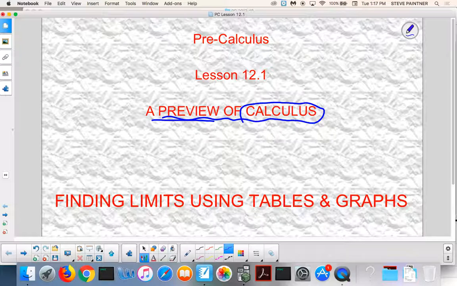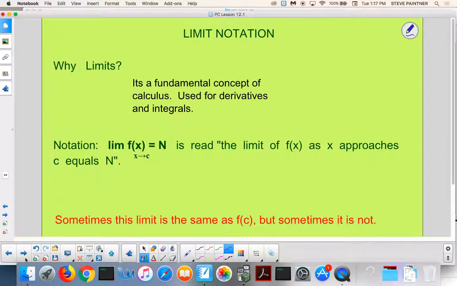Okay, and basically you are going to be doing what today? Finding limits using tables and graphs. There's 3 ways to do it. I'm just going to teach you this one and this one today. That's it. Algebraically, we can do it, but that will be Thursday. Okay? All right, so here we go.